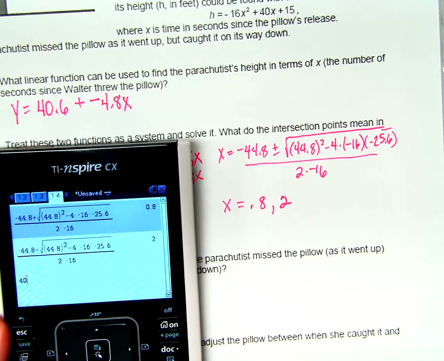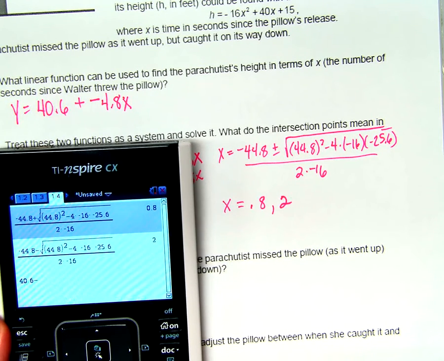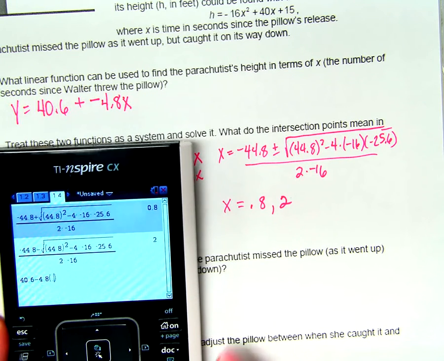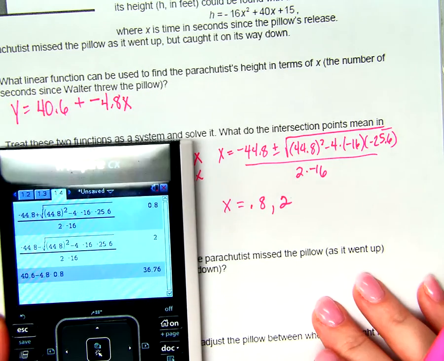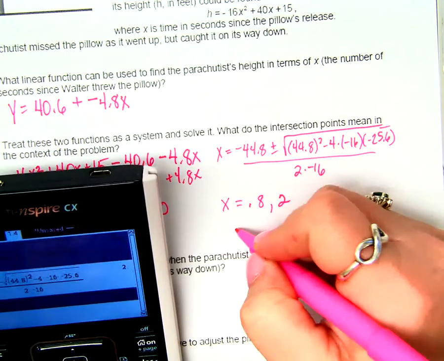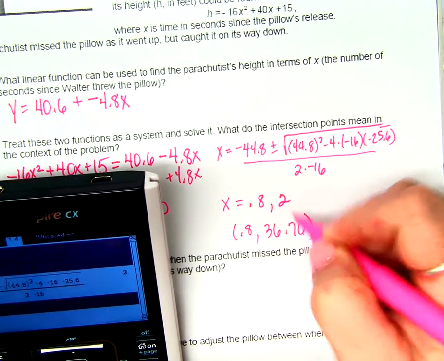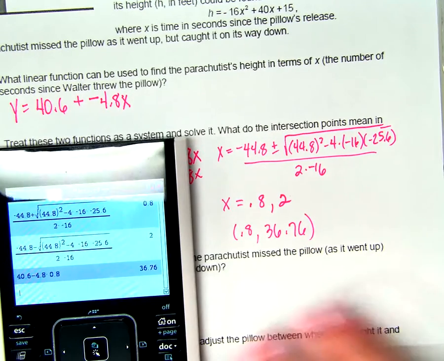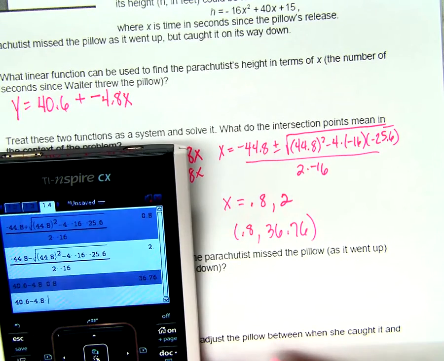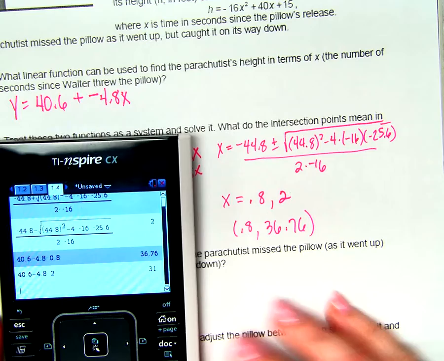So 40.6 minus 4.8 times 0.8. So 0.8 gives 36.76. Or 2 gives 31.